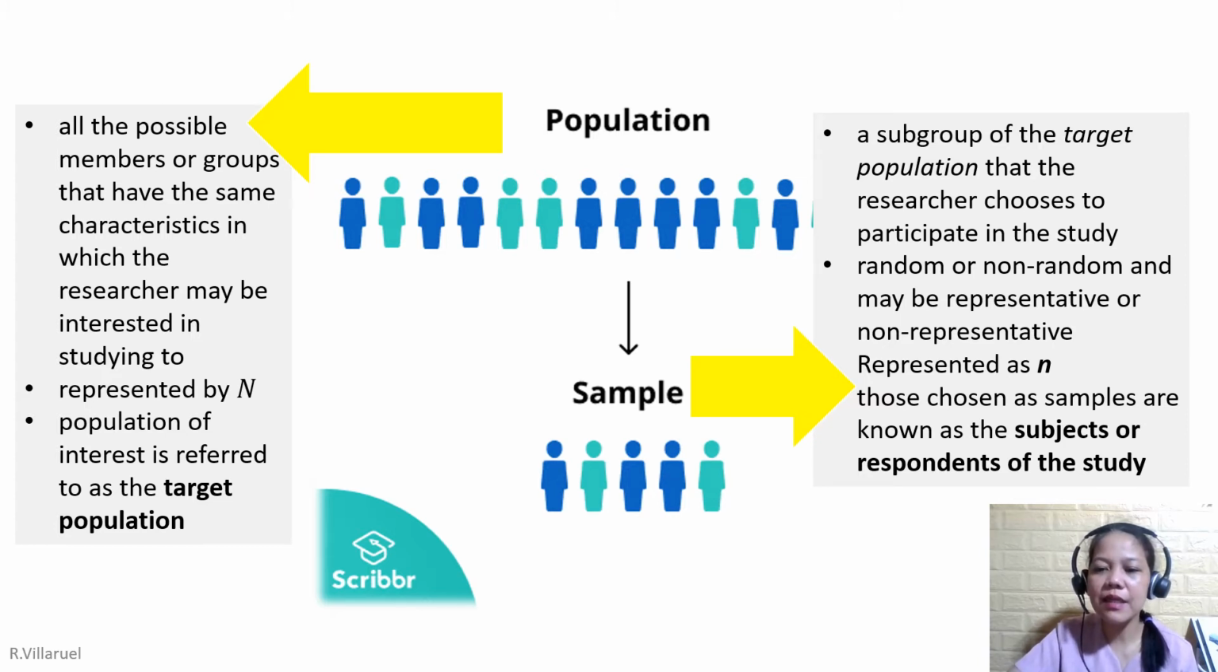Kasi pag sinabing representative, ibig sabihin nun, kung ano man yung lumabas na result dun sa analyzation ng data, pwede siyang i-generalize into the entire population. Pag non-representative, ibig sabihin, yung lalabas na result dun sa data analysis ay walang kinalaman or hindi nagre-represent ng entire population. Next, ang sample is represented as small n. And sabi dito, yung mga napili na sample ang tinatawag na subjects or respondents of the study.